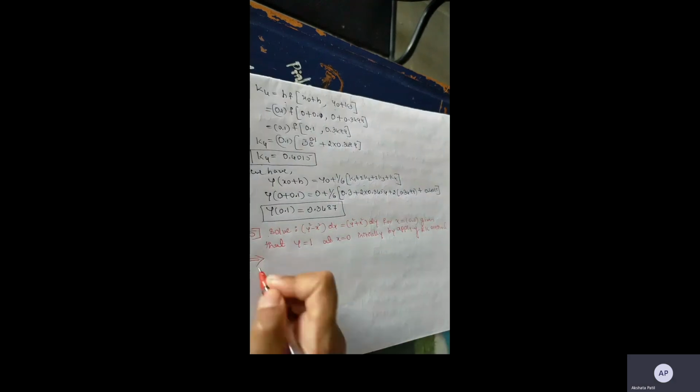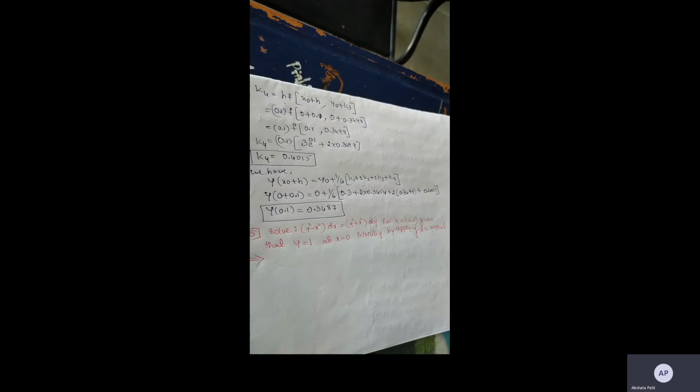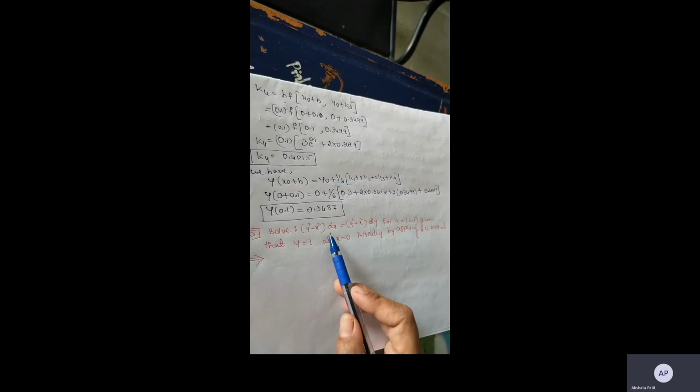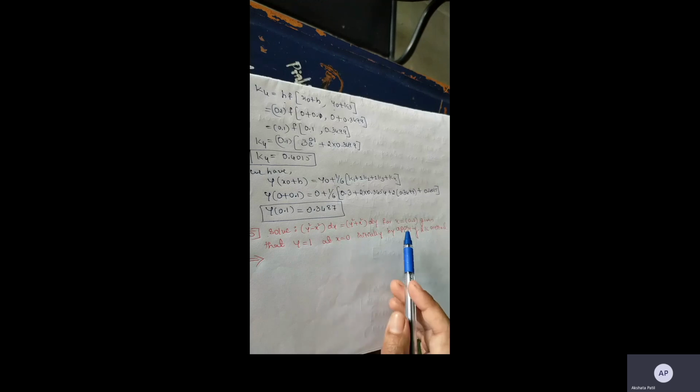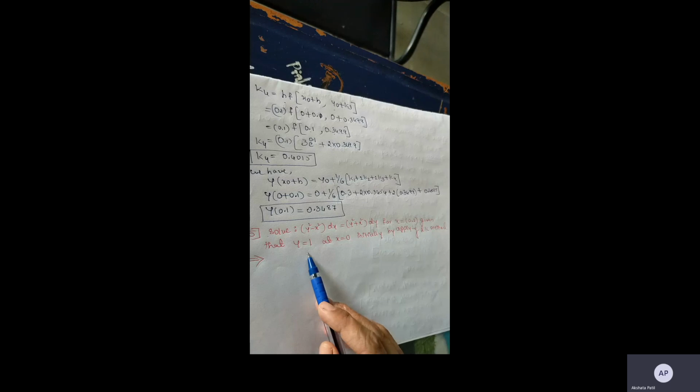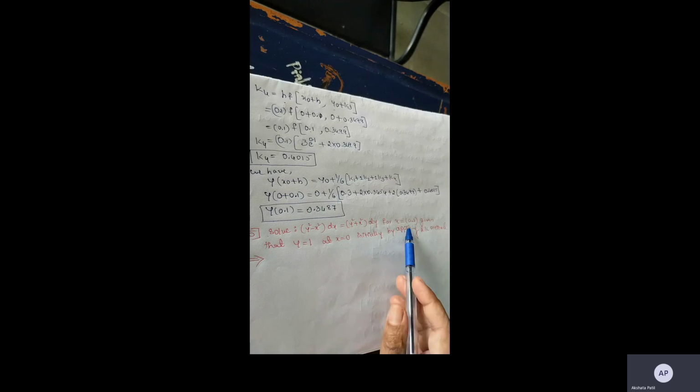Now let us solve this example. In this example, they have given the differential equation, but it is not in the pattern of dy by dx. We have to write it in the form of dy by dx. They have given initial values also: x0 is 0, y0 is 1, and they are asking to calculate the y value at x equals 0.2 by using the RK method. They have not given the h value, which we need to calculate first.